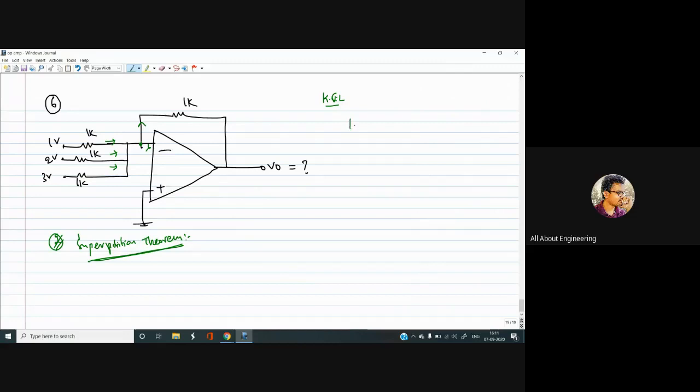So you can write the direct equation as it is a virtual short, 0 volts will appear here. So (1 minus 0) by 1k plus (2 minus 0) by 1k plus (3 minus 0) by 1k equals (0 minus V0) by 1k. So you'll get V0 as minus 6 volts. So this is one way. But what if the resistance values are different, or the voltages are different, or the feedback is different, all these things.